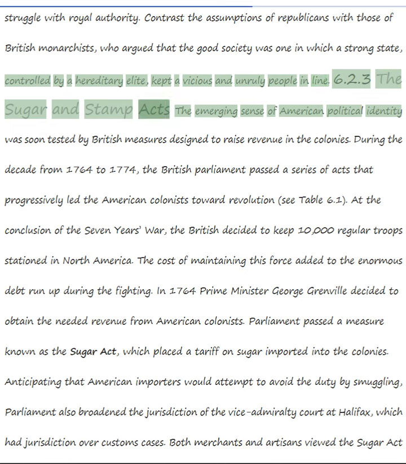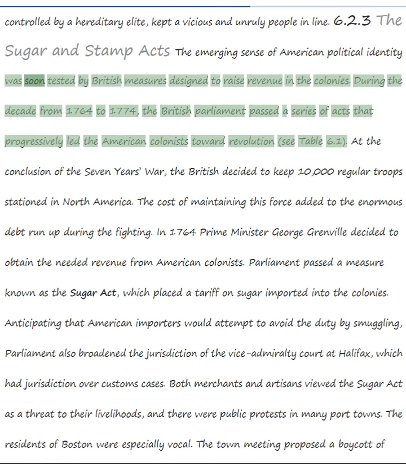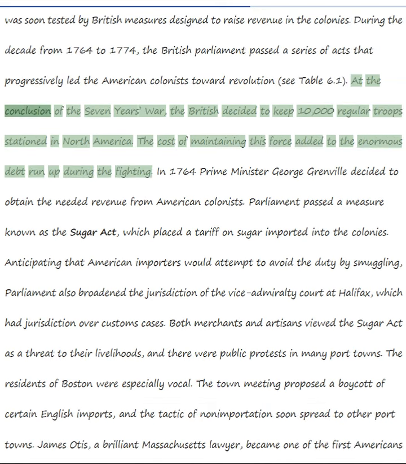6.2.3 The Sugar and Stamp Acts. The emerging sense of American political identity was soon tested by British measures designed to raise revenue in the colonies. During the decade from 1764 to 1774, the British Parliament passed a series of acts that progressively led the American colonists toward revolution. At the conclusion of the Seven Years' War, the British decided to keep 10,000 regular troops stationed in North America. The cost of maintaining this force added to the enormous debt run up during the fighting.